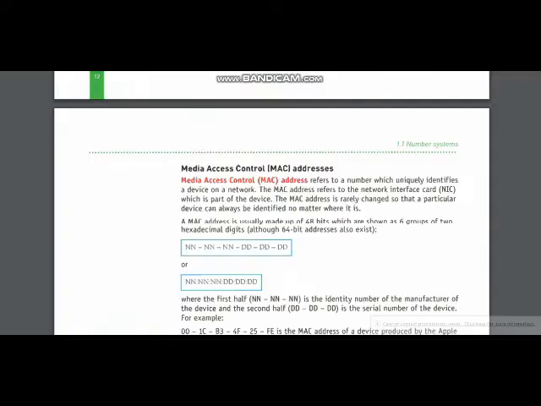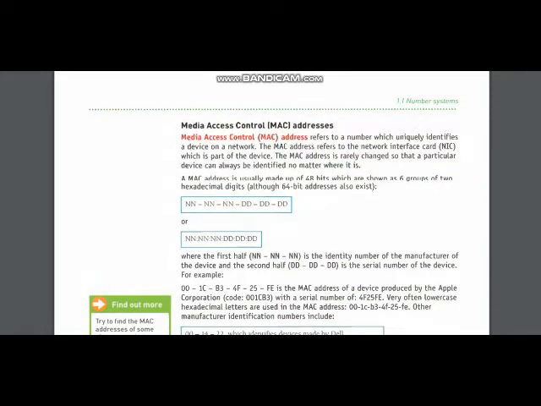The second use of hexadecimal codes is in MAC addresses, which are printed on the network interface cards of devices. All the devices in the world, whether they are mobile phones or tablets or laptops, have a unique number printed on their network interface card that is called the MAC address. MAC addresses are unique for every device in the whole world.